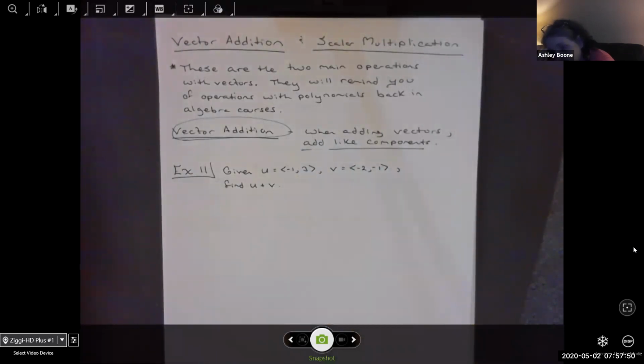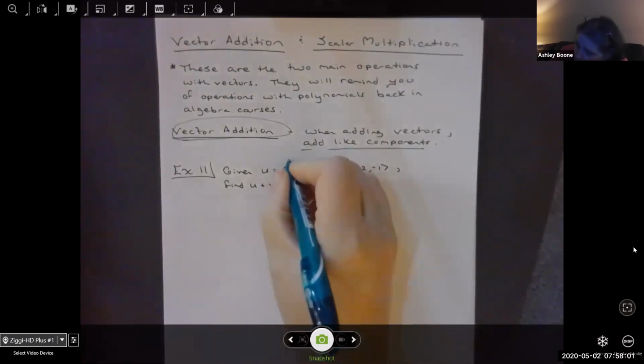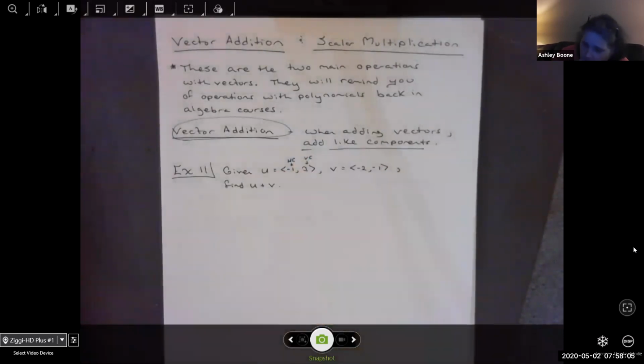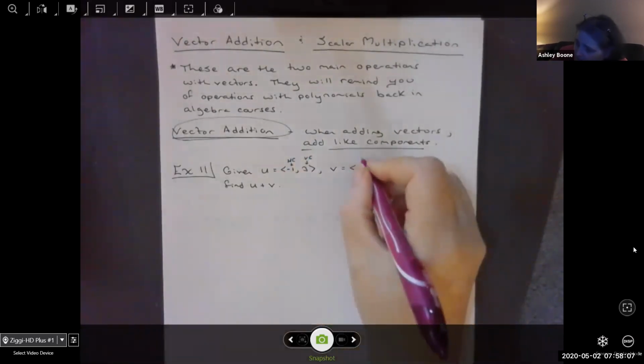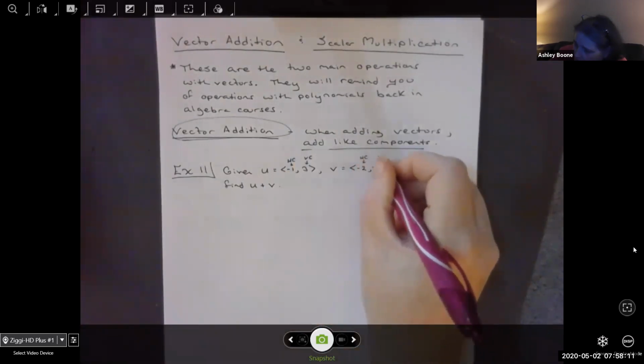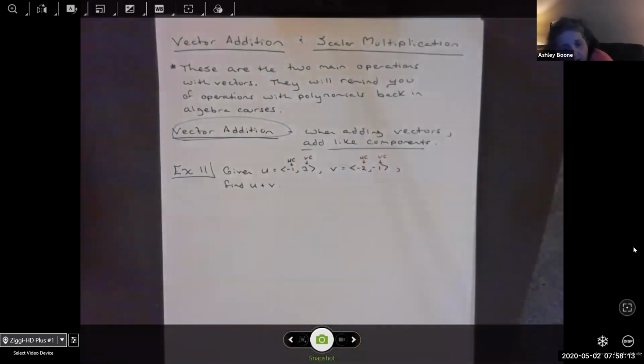So that's like adding like terms, right? Let's look at this example. We're given two vectors. Vector u has a horizontal component of -1 and a vertical component of 3. Vector v has a horizontal component of -2 and a vertical component of -1. And we want to find u plus v.